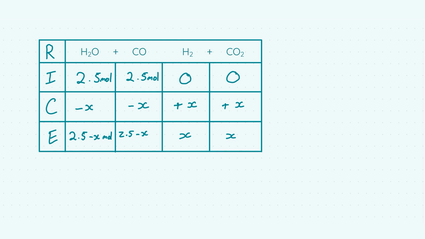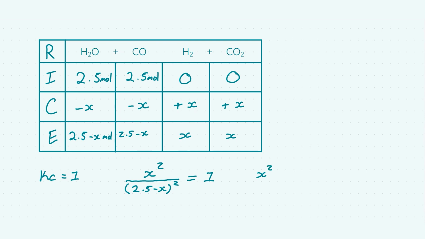So as we said earlier, our Kc value was worked out to be 1. And we know that Kc is just the products over the reactants. So we know that the top will be x multiplied by x, or x squared. And this is going to be divided by 2.5 minus x times 2.5 minus x. So you could square this as well. And this is going to equal 1. And that's just a simple bit of algebra to work out your value of x. So we're just going to move this around and find out our value of x.